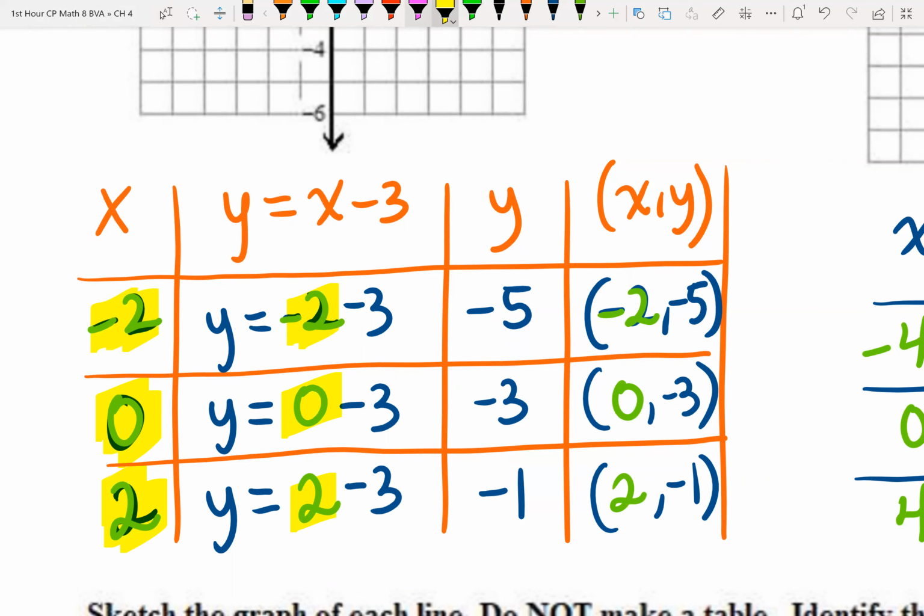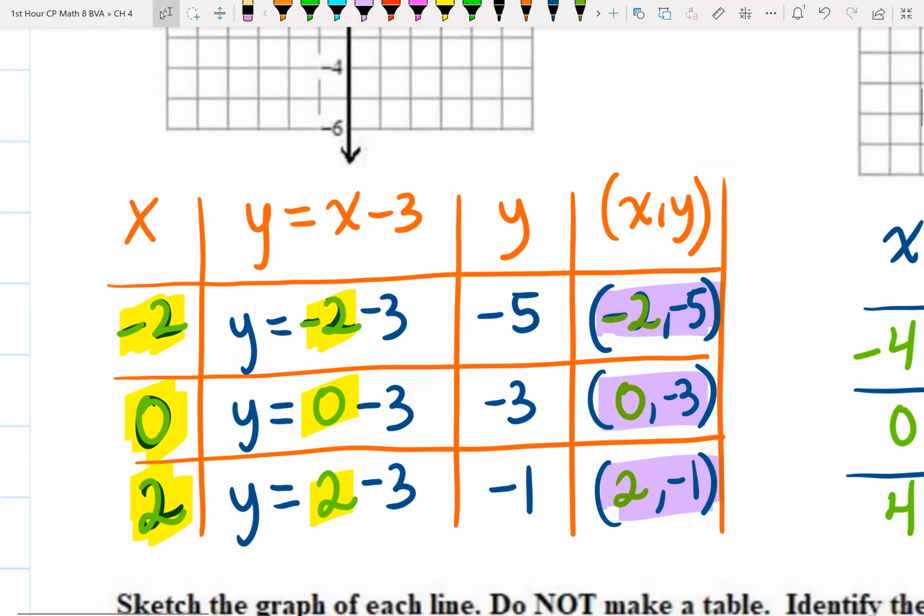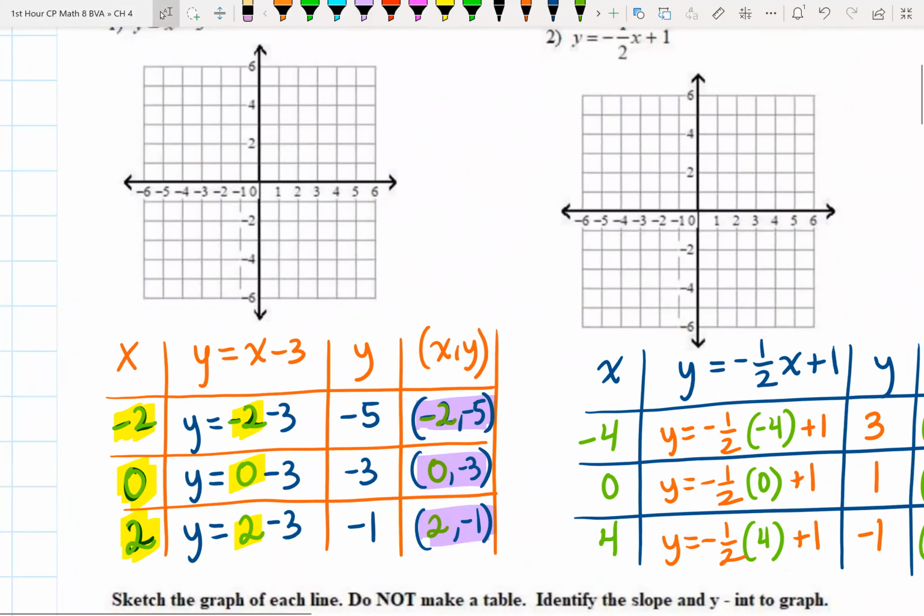So let's go plot each one of these coordinates that you see here on our graph now. So let's zoom out so we can see them at the same time. Let's plot -2, -5. So start at the origin and go left 2, down 5. And then 0, -3, or our y-intercept right there, and +2, -1. Looks like those points fall in the line, so that's a good thing.